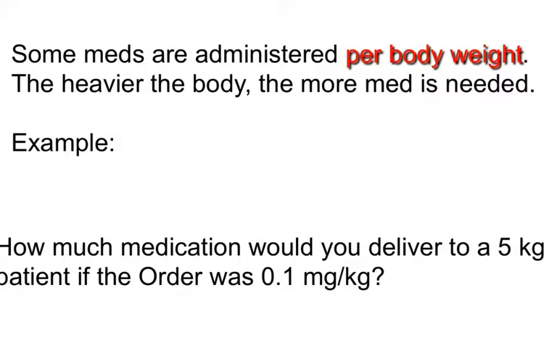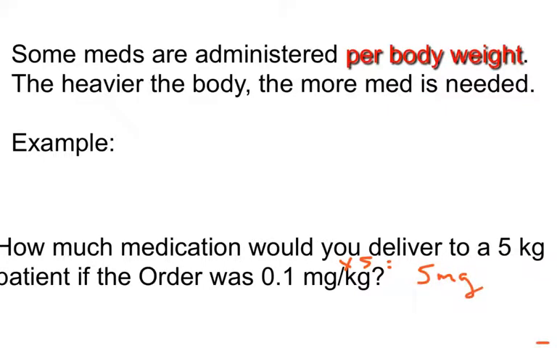Okay, so some meds are dispensed by body weight. And of course, the heavier the body is, the more medicine that is needed. So for this one, it says, how much medication would you deliver to a 5 kilogram patient if the order is for 0.1 milligram per kilogram? Now, when it says 0.1 milligram per kilogram, honestly, the easiest thing to do is just multiply by his kilograms. So when you multiply 0.1 times 5, you would end up with 5 milligrams.